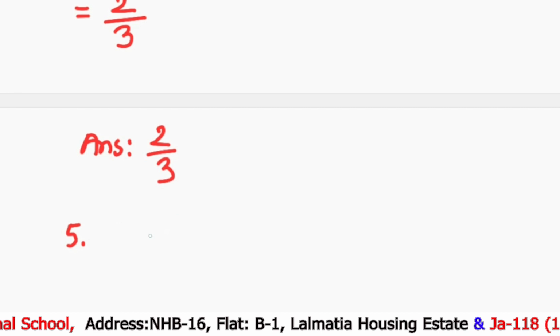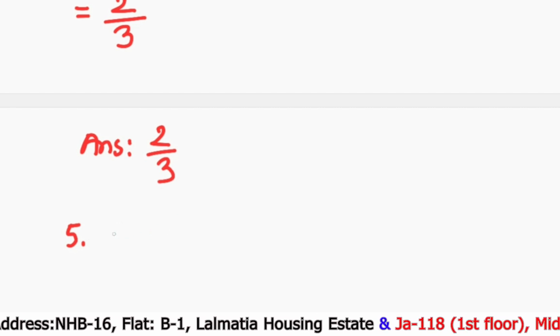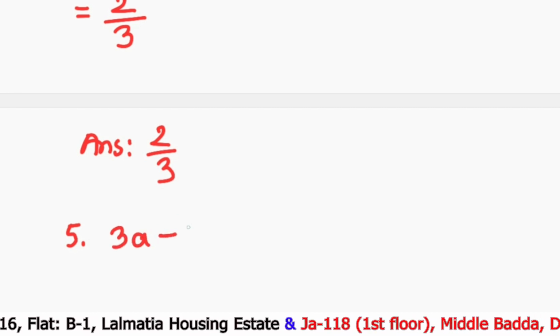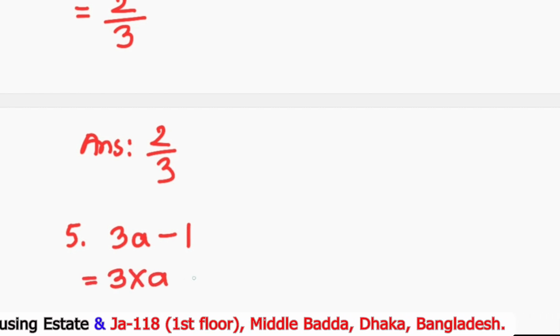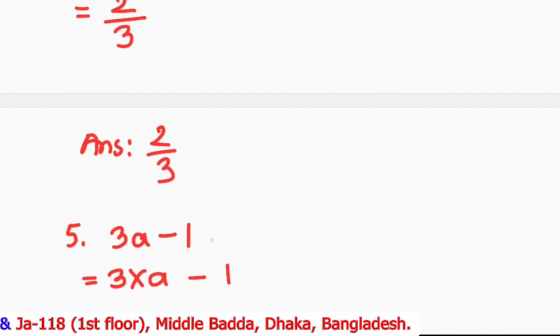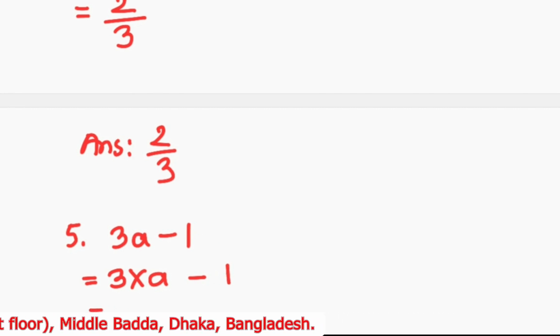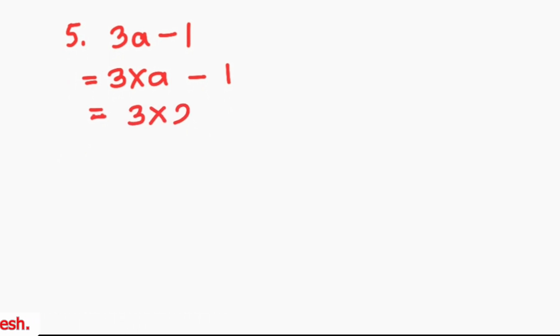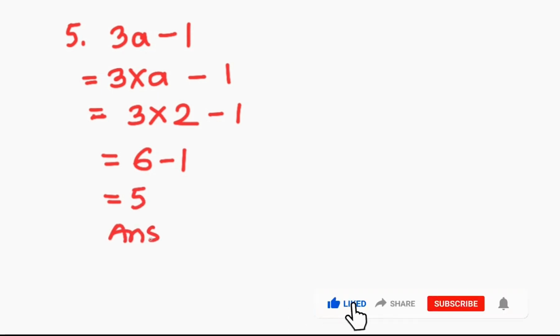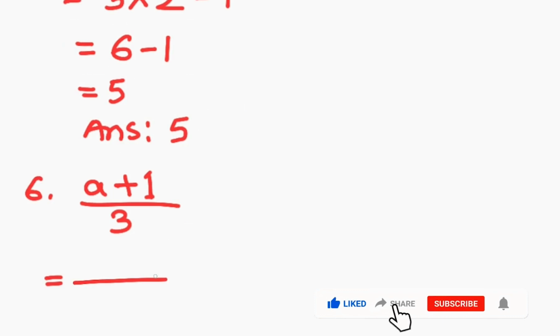Now 5 number. 3a minus 1. We know the value of a, but we are writing this way, 3 into a minus 1. Now we will put the a's value, and that is 3 into what? 3 into 2 minus 1. So 3 2's are what? 6 minus 1. The answer will be 5. We will write answer 5.